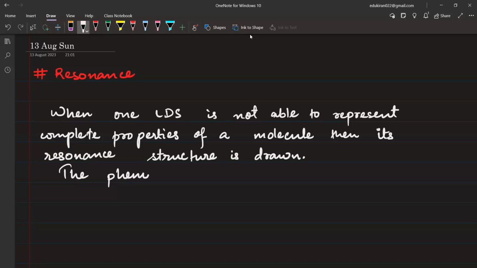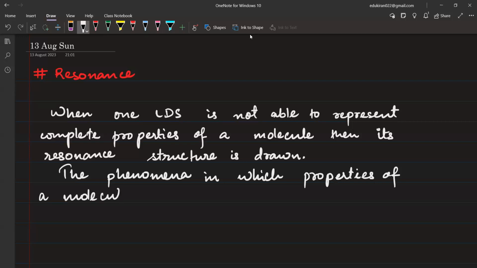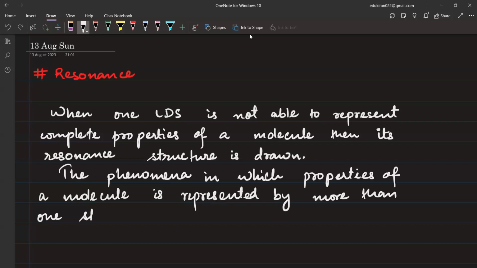Now this phenomenon, the phenomenon in which properties of a molecule are represented by more than one structure is called resonance. It's called resonance.